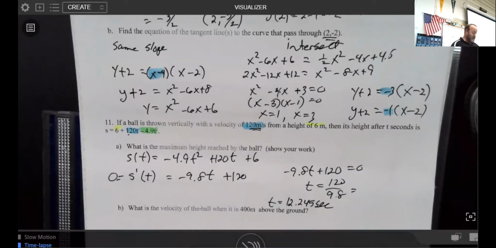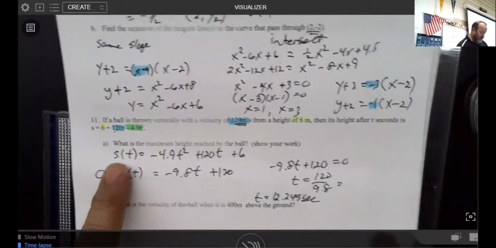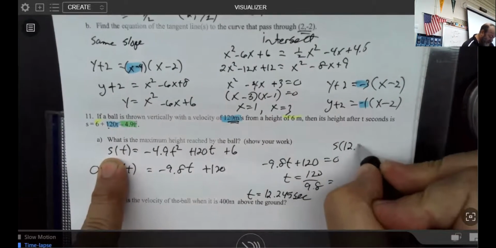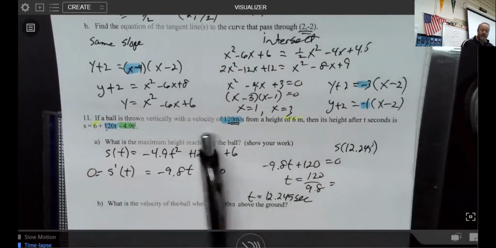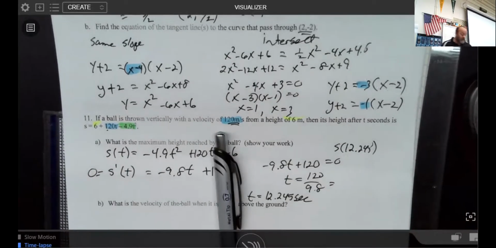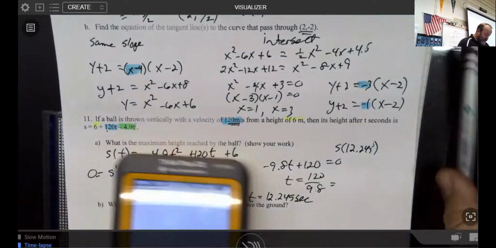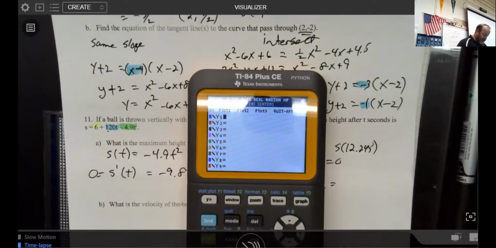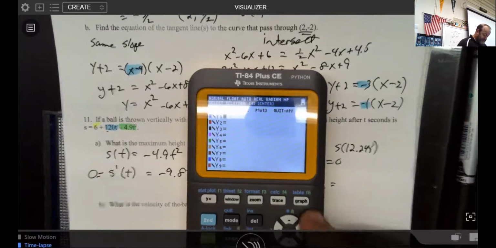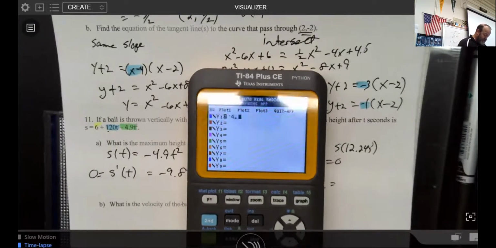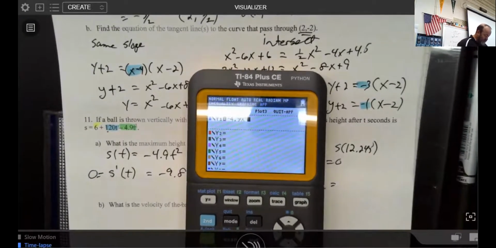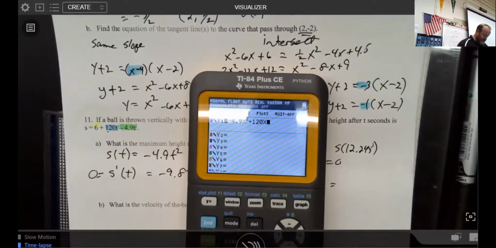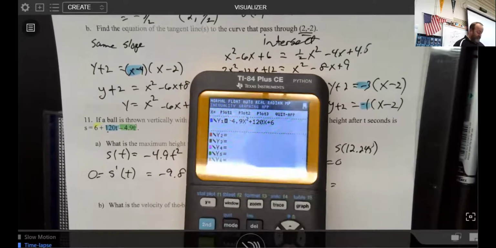So what I need to do is go back to this original function, s, which again, I can 100% plug into my calculator. This s of 12.245, I probably should have had this plugged in already. So I got -4.9t squared, using x, plus 120x plus 6. That's my nice little function.